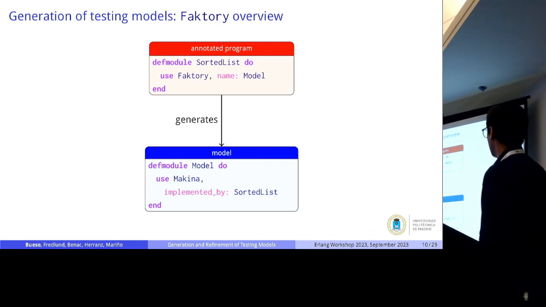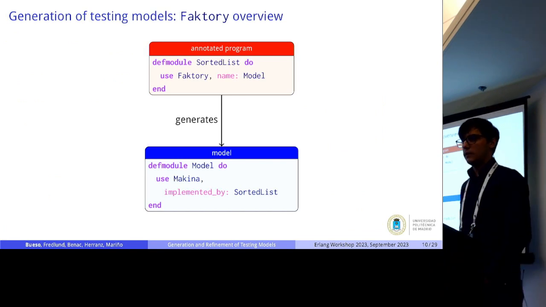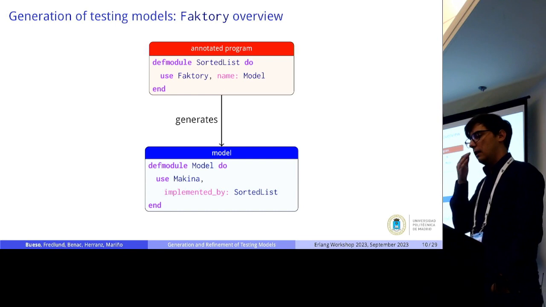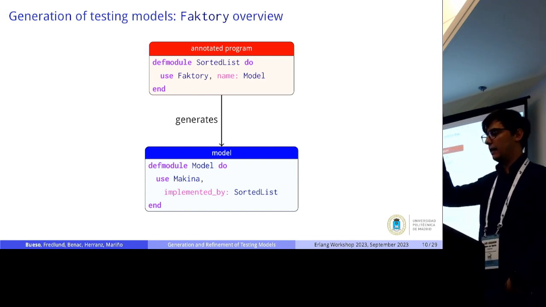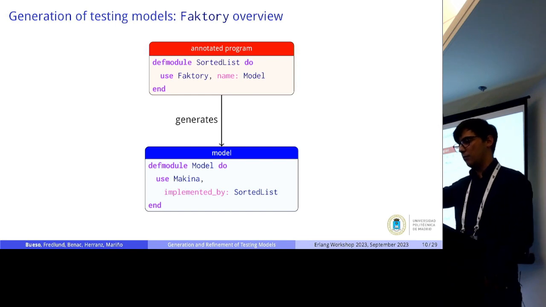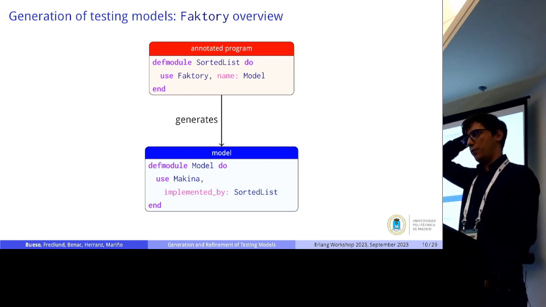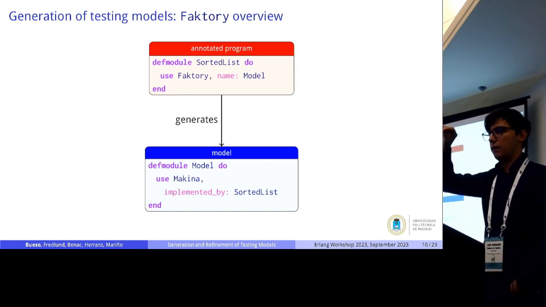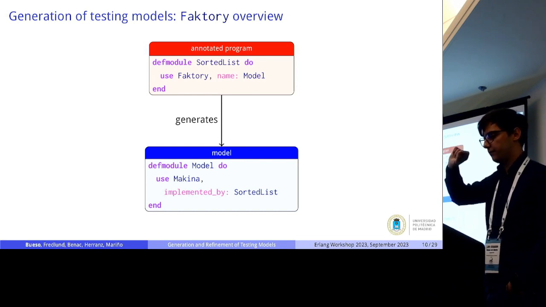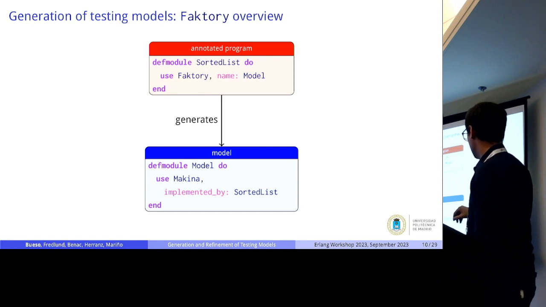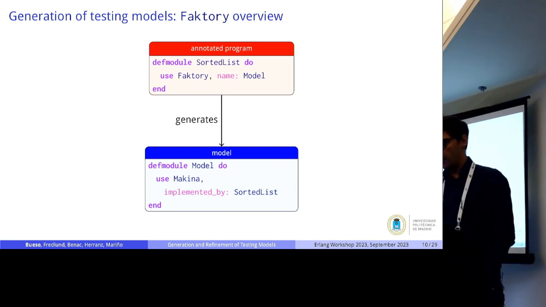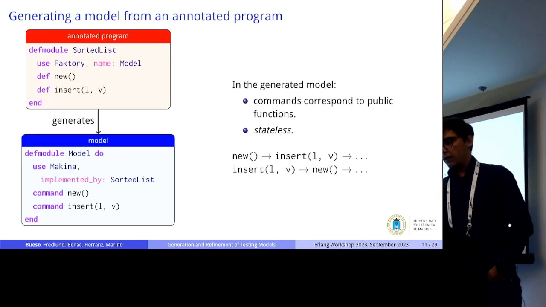Let's introduce Faktory. Faktory is this new tool that we are presenting in this work, which is basically generating these models from programs which are annotated with Corsa contracts. So here in this figure we see how it works. It's really simple.